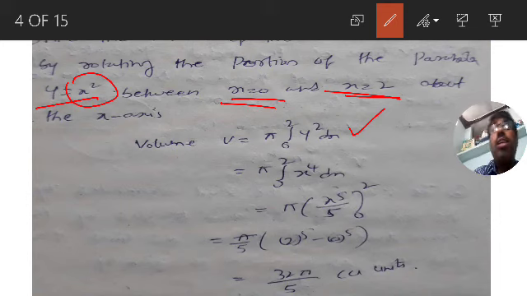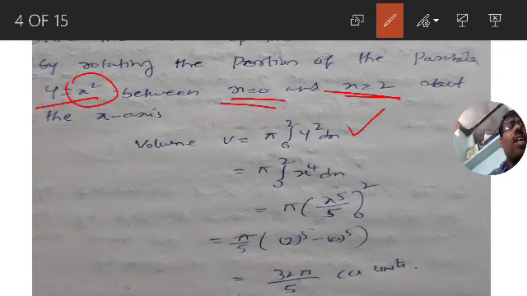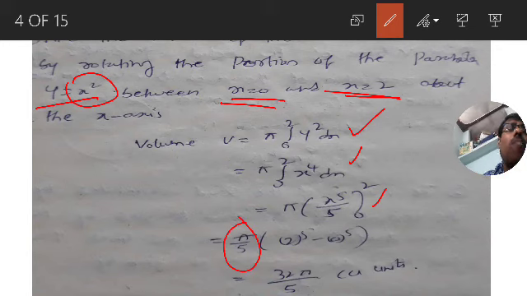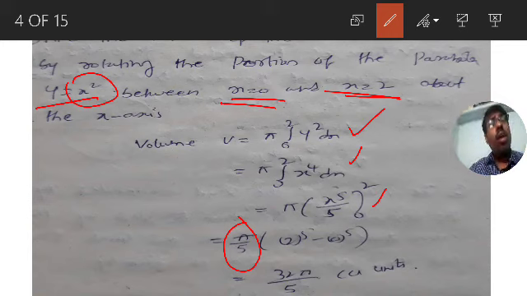Which formula? Integration of x to the power of n dx is x to the power of n plus 1 by n plus 1. Therefore, integration of x to the power of 4 is x to the power of 5 by 5 from 0 to 2. 1 by 5 is a constant, so that is pi by 5 constant. Upper limit minus lower limit. This is the fundamental theorem of integral calculus. What does it say? You have to do the integration, then apply upper limit minus lower limit.